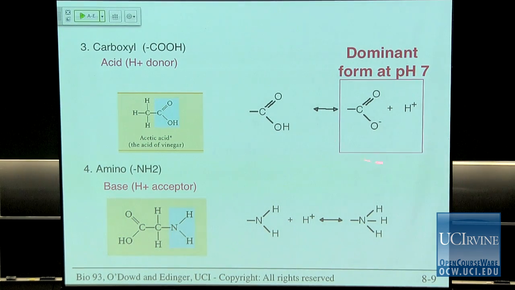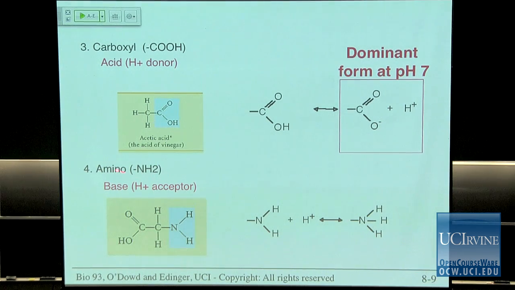And this is the dominant form seen at pH 7, because pH 7 is around the normal pH of biological systems. And at this normal pH, this will have donated its hydrogen ion to solution, so it's acted like an acid. So if you see this form or that form, you know it's an acidic group. It also has oxygens that are hogging the electrons, so it also is soluble in water.